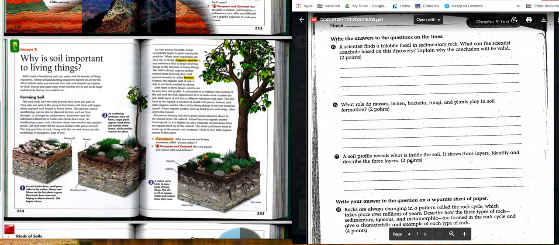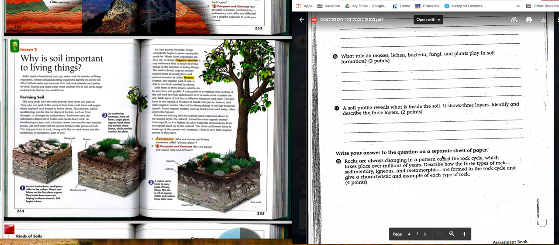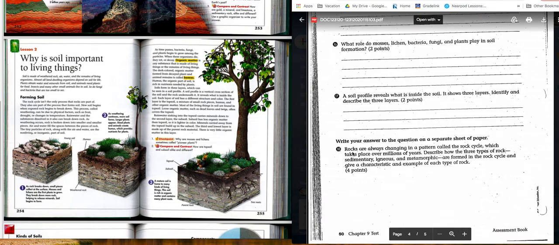A soil profile reveals what is inside the soil. It shows 3 layers. Identify and describe the 3 layers. So guys, the 3 layers are here. If you have your notes from yesterday, I have them listed there, so that would identify the 3, but then you also have to describe that, and your notes from yesterday do a great job. So you could write the first layer here, 2nd layer there, 3rd layer there, and just give a couple descriptions of it. Okay, number 18, read it carefully.